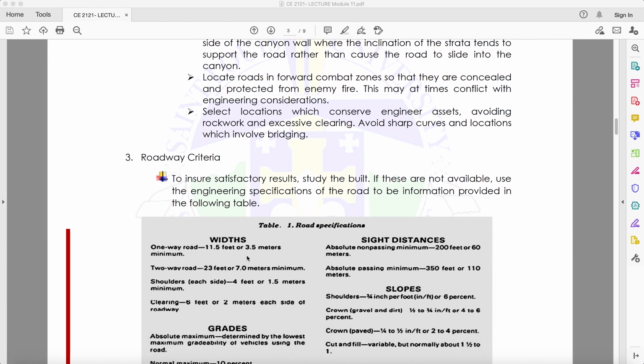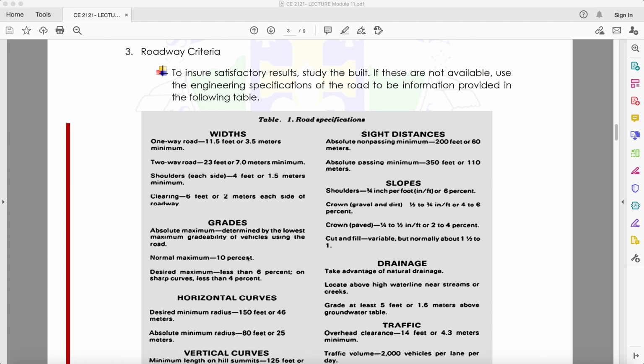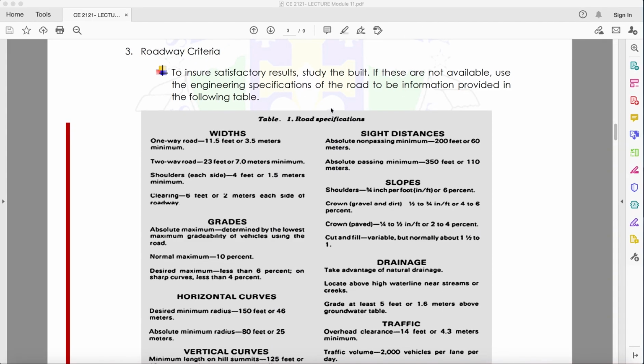Okay, next would be the roadway criteria. To ensure satisfactory results, study the build. Alamin nyo yung build ng kalsada. If these are not available, use the engineering specifications of the road provided in the following table. So here are the road specifications.